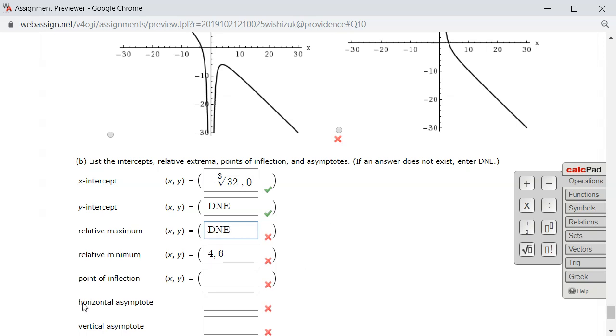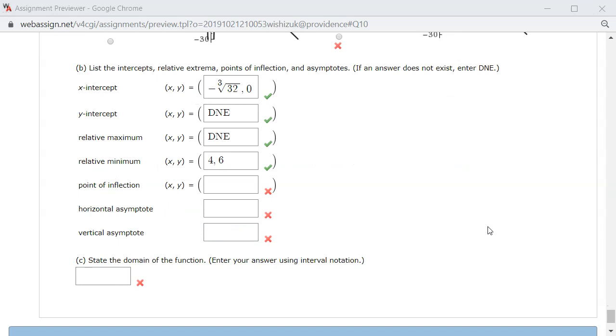All right, let's check the answer. I came back and looks like we got the local maximum and the local minimum correctly.